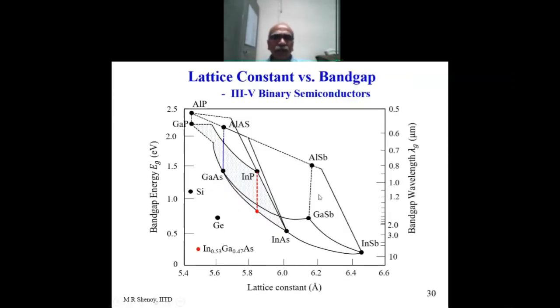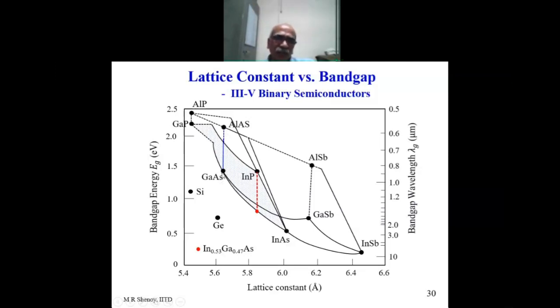Now, this graph you would have seen in earlier lectures. What is shown is lattice constant versus band gap energy, a very important graph for fabrication engineers. For example, look at gallium arsenide and aluminum arsenide along the vertical line here, which means they have almost the same lattice constant, which means they are lattice matched. Therefore, any ternary compound aluminum gallium arsenide which lies on this line will be lattice matched to gallium arsenide.